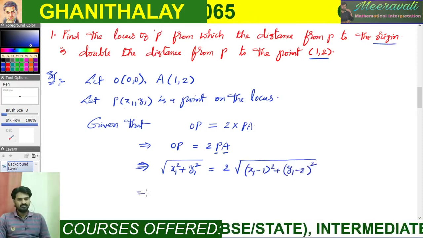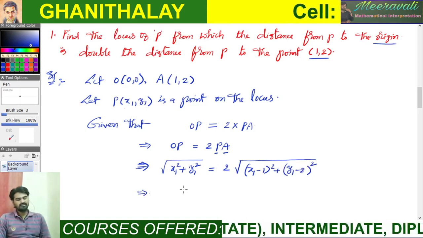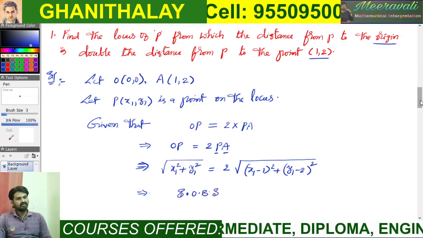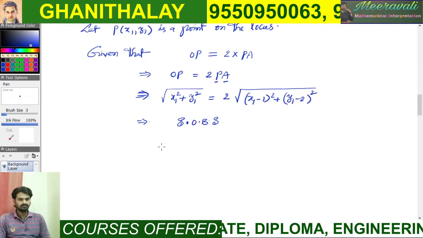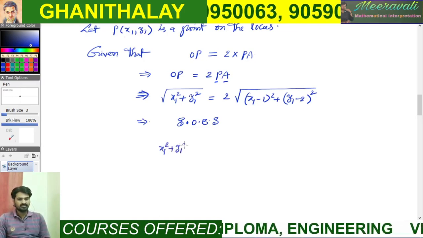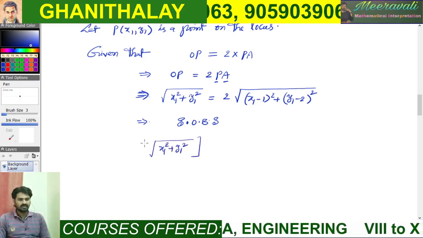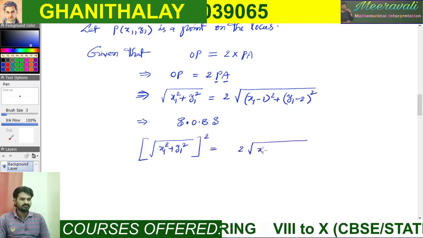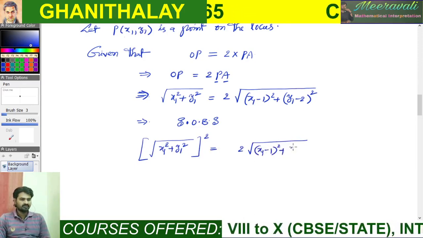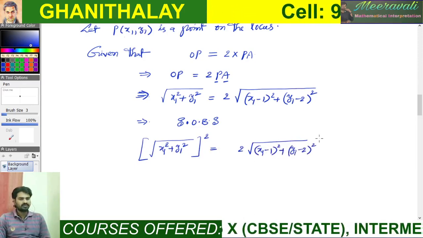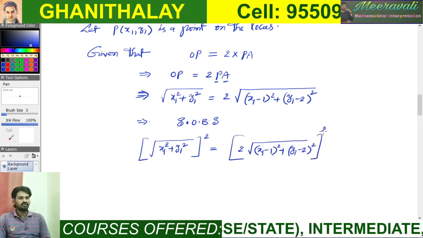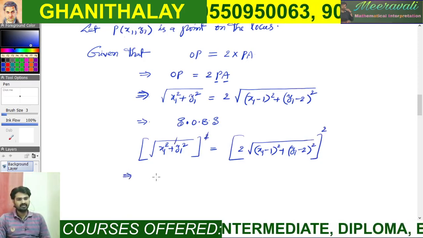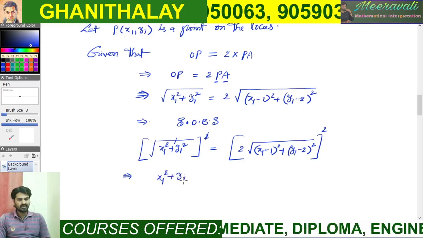Okay, now for cancelling the square root, squaring on both sides, then you can get here square root of x1 square plus y1 square, whole square, is equal to 2 into square root of x1 minus 1 whole square plus y1 minus 2 whole square, whole square. Now here you can cancel the square and square root. You can write x1 square plus y1 square.